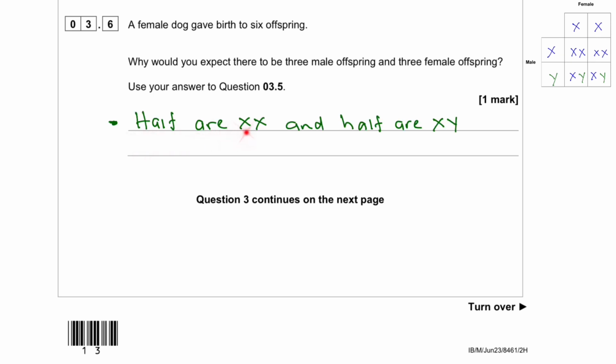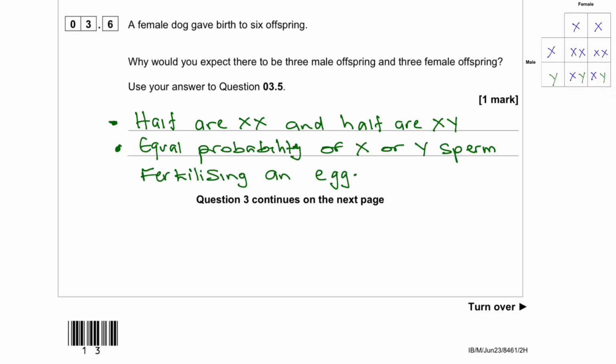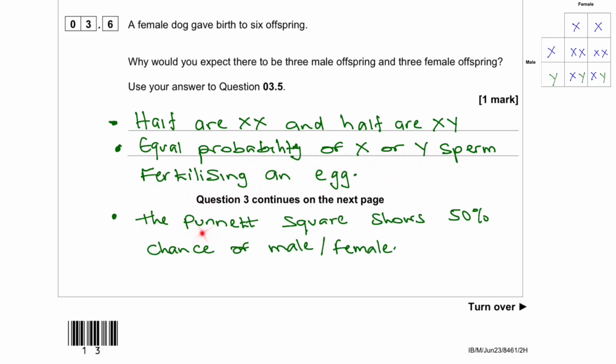Half are XX and half are XY. So that's 50%, because out of 4 there are 2 XX and 2 XY. XX are female and XY are male. And you have equal probability of X or Y sperm fertilizing an egg. The Punnett square shows a 50% chance of male and female.